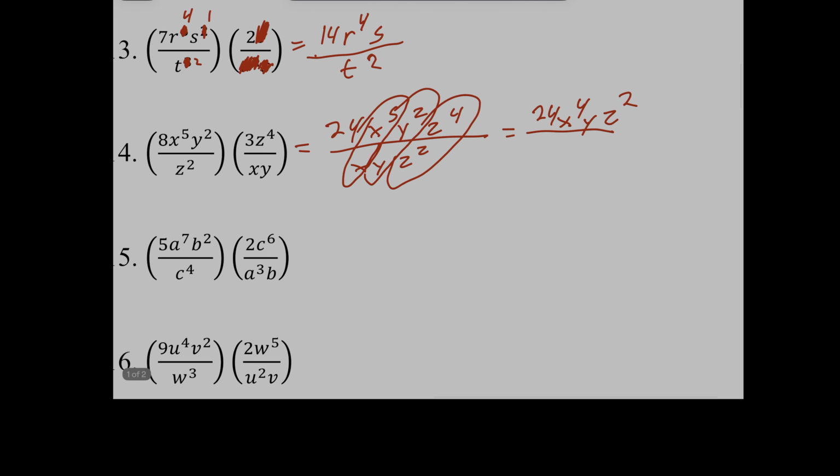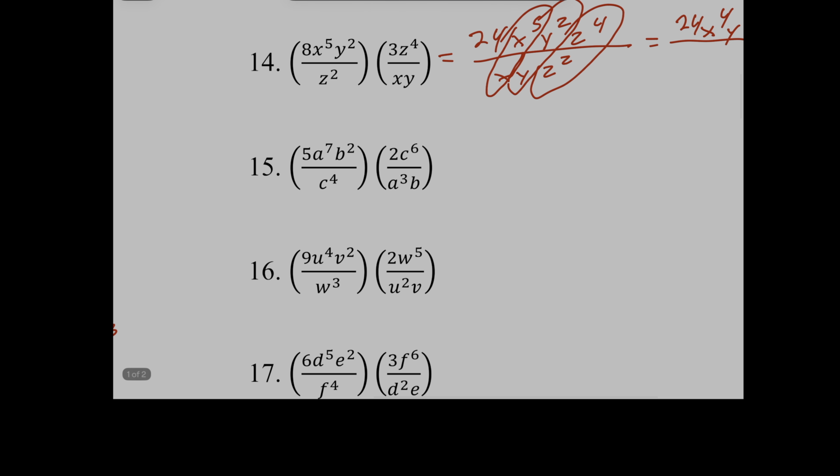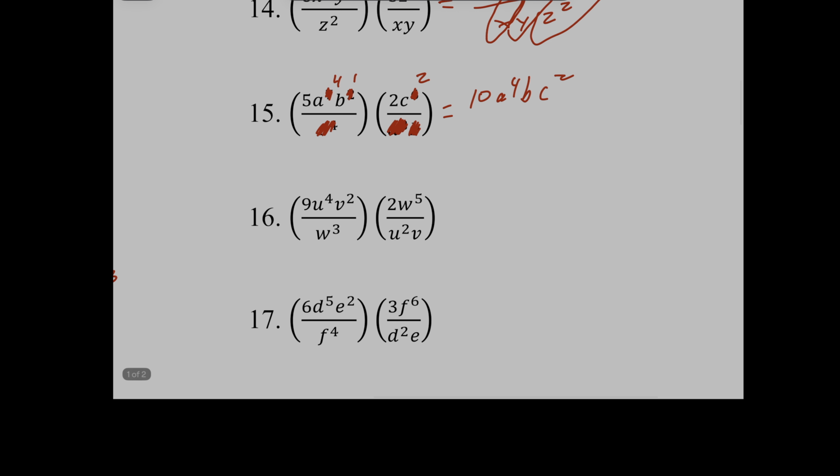Okay? Which way do you like better? Use whichever way you feel works best for you. This one I'm going to do the cross out. C, 6 on top, 4 on bottom, leaves me 2 on top. A, 7 on top, 3 on bottom, leaves me with 4 on top. B's, 2 on top, 1 on bottom, leaves me with 1 on top. And that's going to leave me 5 times 2 is 10. A to the 4th, B, C squared. Okay? Let's go on to the next one.